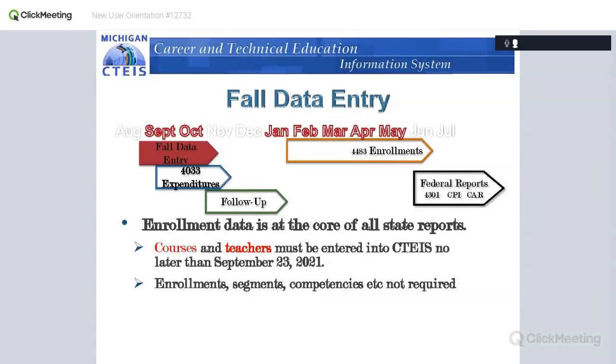The one thing to keep in mind is that it's only the list of courses and only the primary teacher. It doesn't require that you have all the competencies or the segments. They don't have to be accurate, and you don't have to have enrollments. Just the course and the teacher needs to be in there. A lot of people are concerned that they don't know what their enrollments are, or that they haven't figured out what their segment profile or the competency profile looks like, and that's okay. It's not required for this, just the course itself. And you can go in and clean that up a little bit later on.